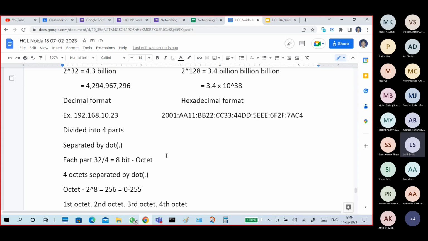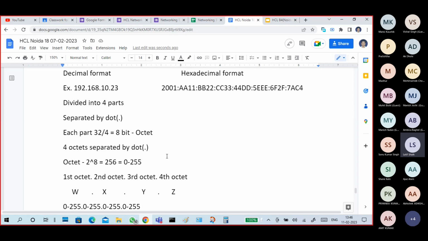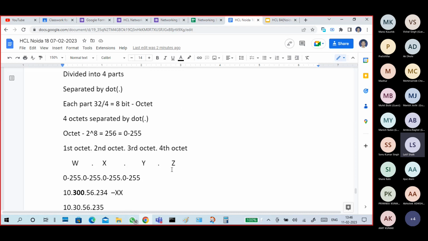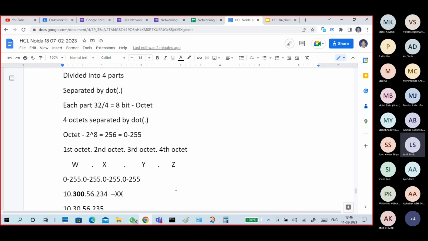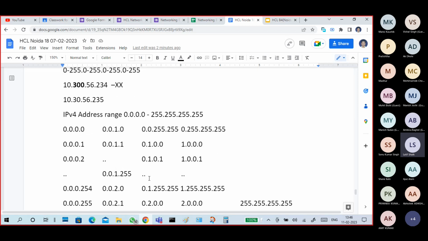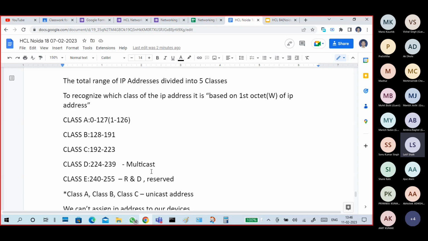IPv4 is 32-bit, giving 4.3 billion IP addresses represented in decimal format. It is divided into 4 parts and separated by dots. Each part is an octet. There are 4 octets: first octet, second octet, third octet, fourth octet, separated by dots. The total IP address range is 0.0.0.0 to 255.255.255.255. This total range is divided into 5 parts.